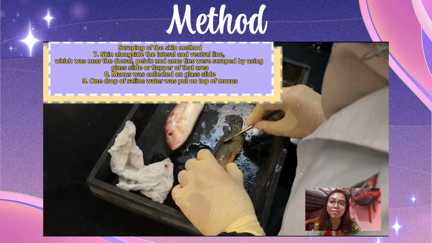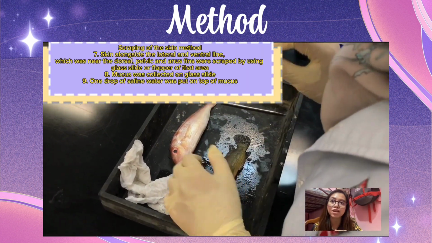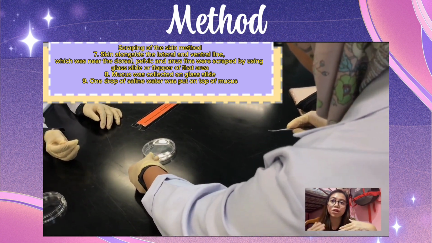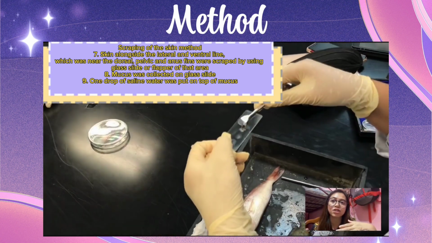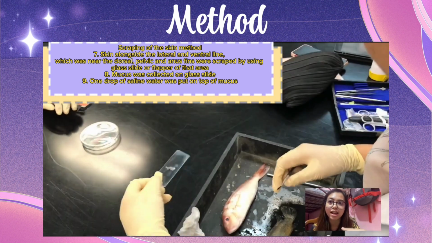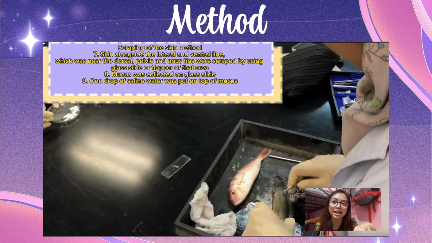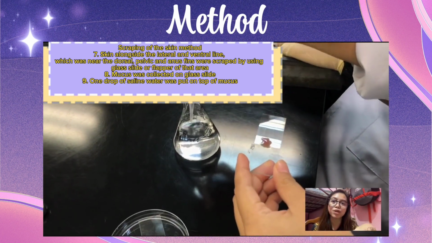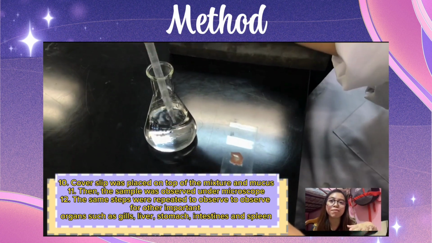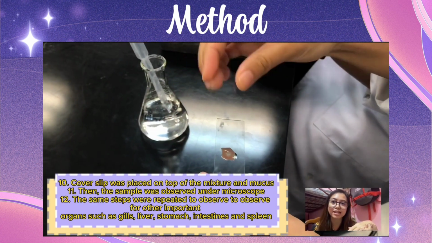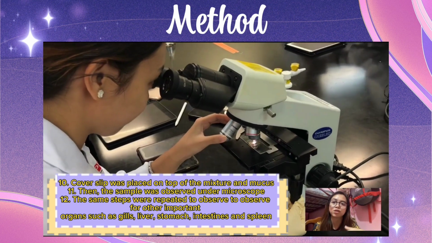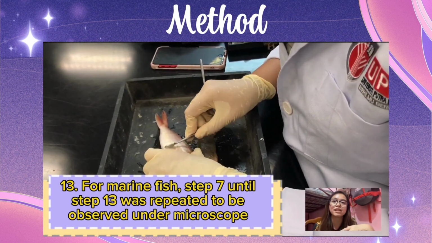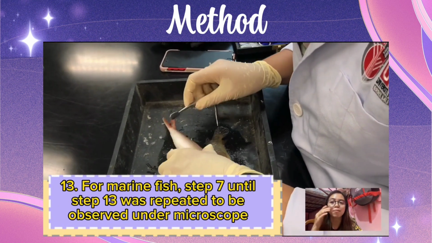Then the skin scraping method, where the part alongside the lateral and ventral line near the dorsal, pelvic and anus fins is scraped using a glass slide at 45 degrees. Mucus was collected on the glass slide, and after that, one drop of saline water was put on top of the mucus. A cover slip was slowly placed on top of the mixture, and the sample was then observed under the microscope. For marine fish, steps 7 until 13 were repeated to be observed under the microscope.